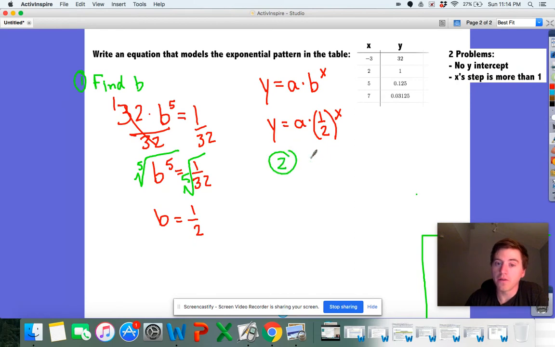So, I'm going to find a. So I found b by just setting it up. You just set it up. Say I got from 32 to 1 by multiplying by b 5 times. Okay. Now I need to find a.